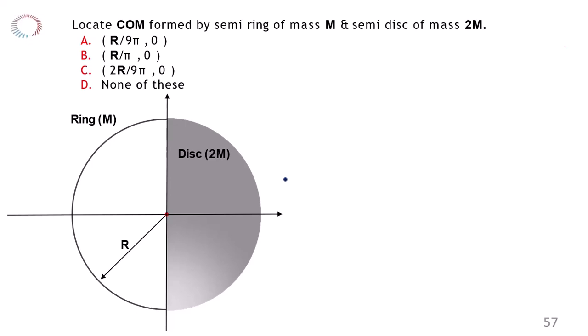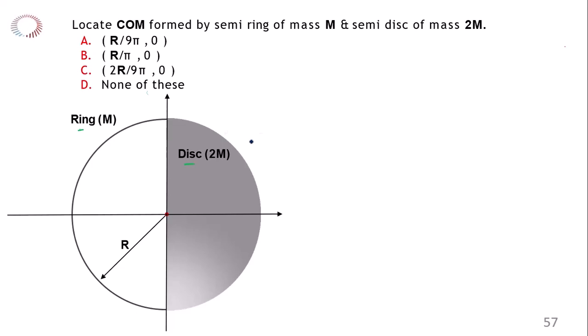Now we solve some of the numericals. Yes, so let us do this. There are two geometries: one is the ring and the other is the disk. The mass of the ring is given as m, and the mass of the disk is given as 2m. Now you are asked to calculate the center of mass of the combined geometry.